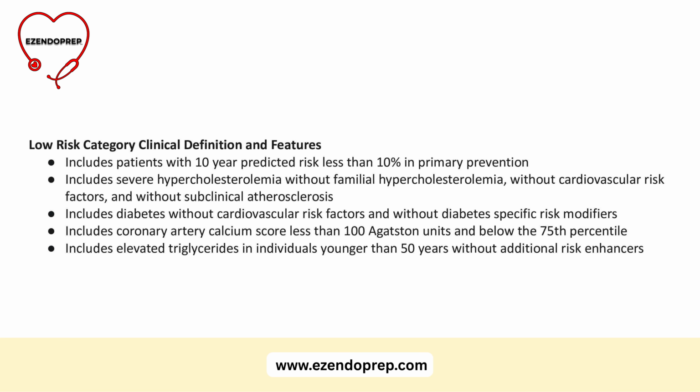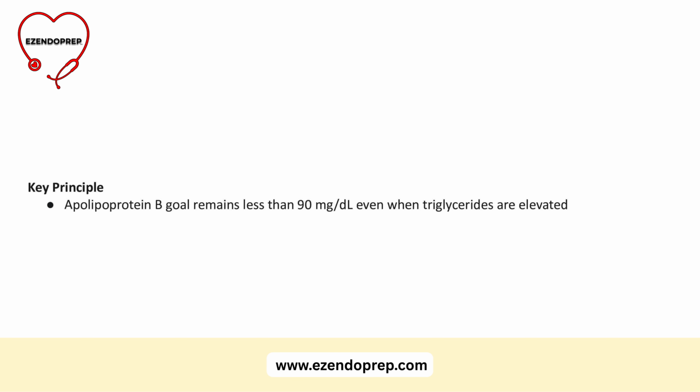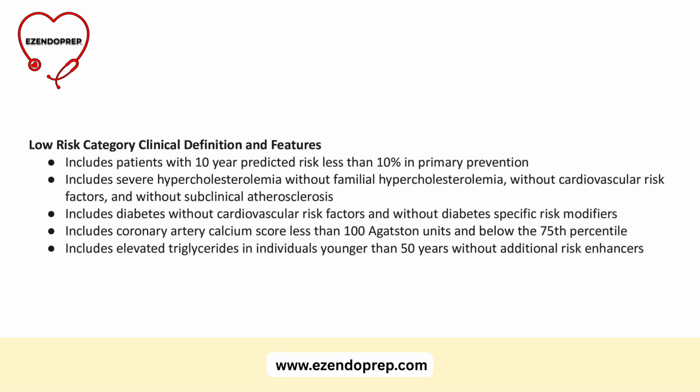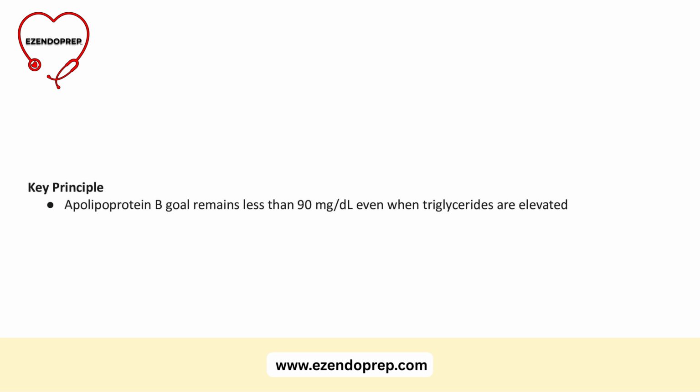For primary prevention, this group includes patients with a PREVENT risk below 10%. If triglycerides are elevated, the apoB goal still remains less than 90. This low-risk category also includes patients with severe hypercholesterolemia, without familial hypercholesterolemia, without cardiovascular risk factors, and without subclinical atherosclerosis. It also includes patients with diabetes who do not have cardiovascular risk factors and do not have diabetes-specific risk modifiers. Again, the apoB goal in this group is less than 90.